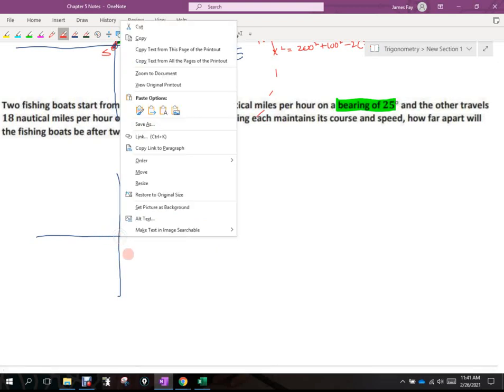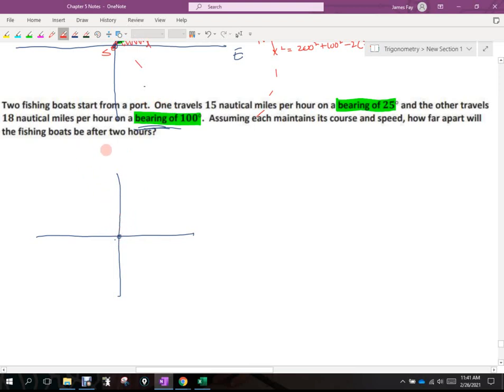One is traveling at a bearing of 25 degrees. So going off of what it meant by a bearing, that angle there would be 25 degrees, okay? The other one was at a bearing of 100. So going off of that notation, 100 degrees, that bearing would be that. Does that make sense? Is that okay with everybody?